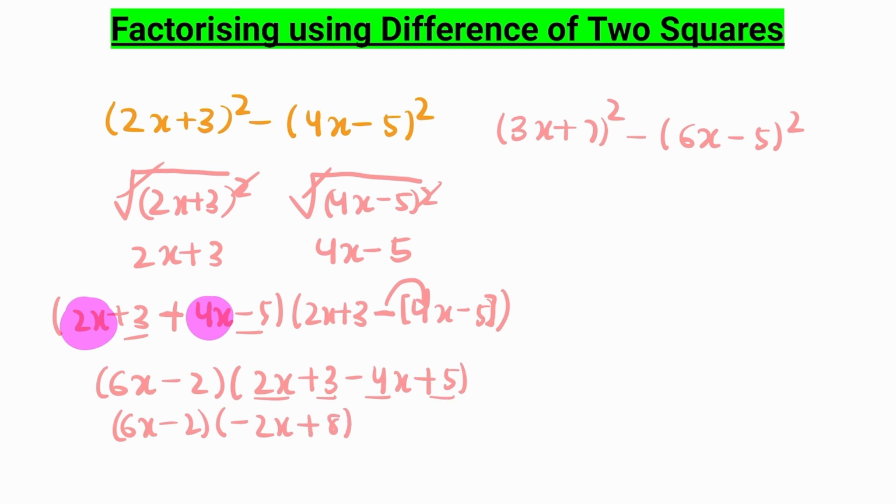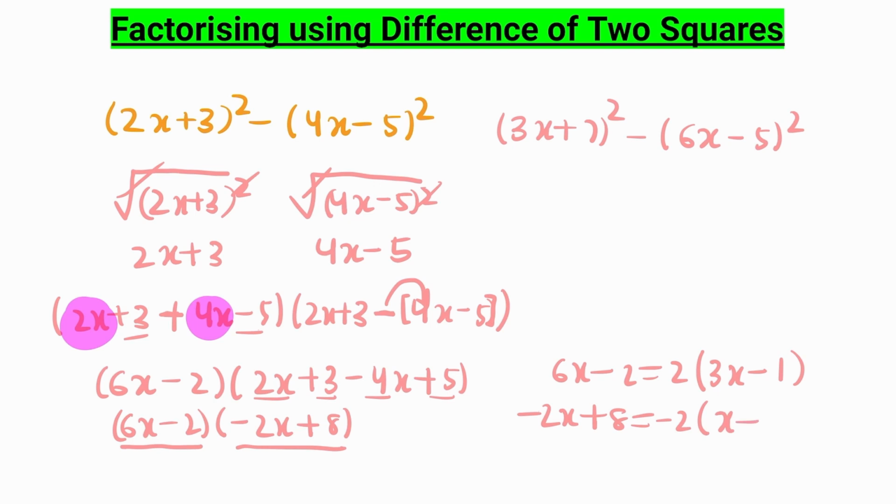Now we can see that in each of these brackets there's a common factor. What is it? 2. We have to factorize each of those brackets individually. How can we do that? In 6x minus 2, we can take 2 out of the expression. What's remaining inside? 3x minus 1. And then also minus 2x. We can take minus 2 out. What's remaining within the brackets? X minus 4. So we can rewrite this expression as 2 multiplied by 3x minus 1 multiplied by minus 2 x minus 4. And we can write a final fully simplified expression.